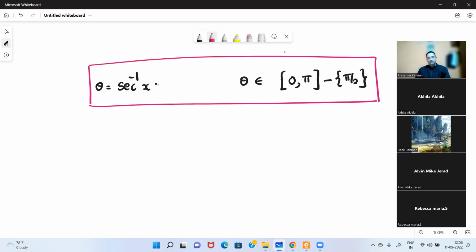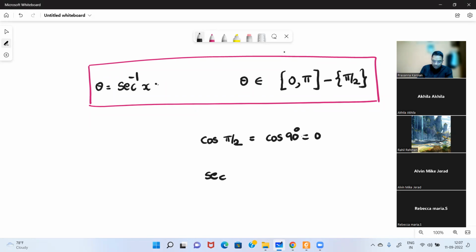What is secant 0? 1. What is secant pi? Minus 1. Why are we eliminating pi by 2? Because secant pi by 2 will be infinity, not defined. Because what is cos pi by 2? Pi by 2 is nothing but 90 degrees. So that is cos 90. Cos 90 will be 0.